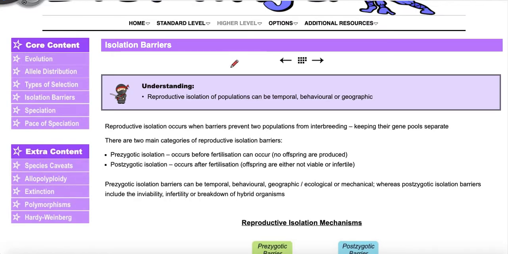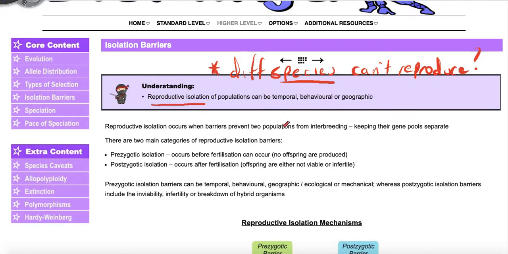So let's think about why is it that two organisms from a different species can't reproduce? Right? And why is it that these species remain as different species? Why is it that they cannot interbreed? So this is when we think of these types of reproductive isolation mechanisms that do not allow for different species to reproduce for different reasons.